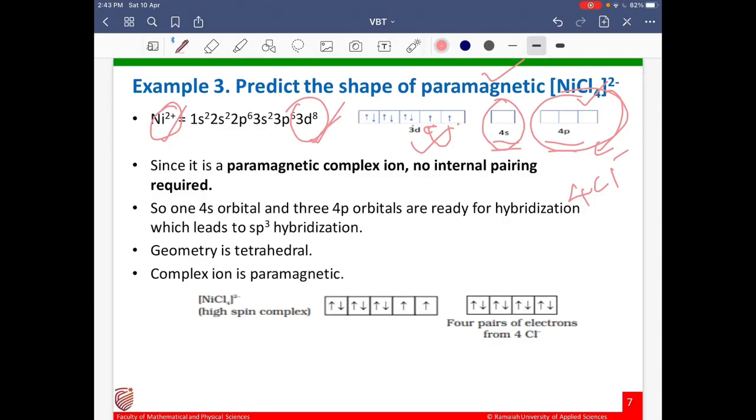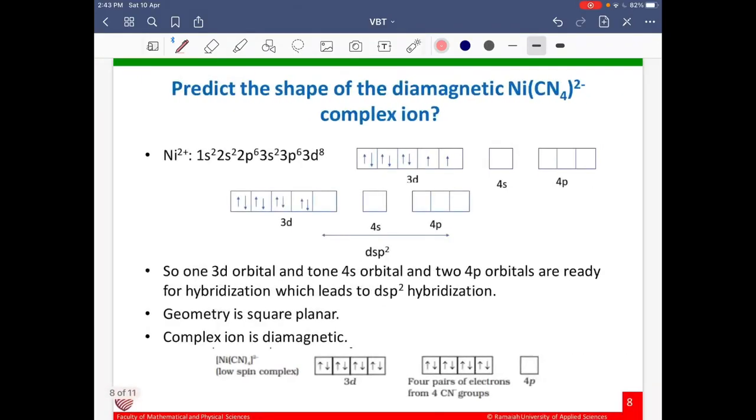Last example. Predict the shape of the diamagnetic Ni(CN)4 2- complex ion. Again, the nickel oxidation state is +2 here. So 1s2, 2s2, 2p6, 3s2, 3p6, 3d8 is the electronic configuration for the nickel ion. And we can arrange those 8 electrons in 3d orbitals, and we have 4s and 4p vacant.